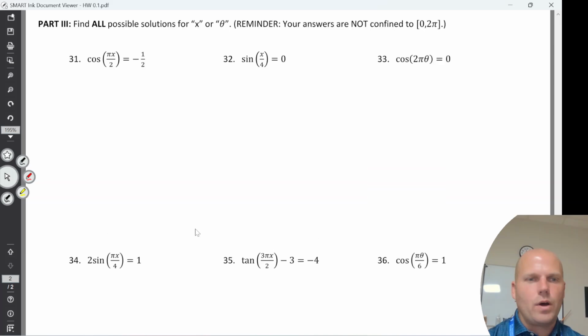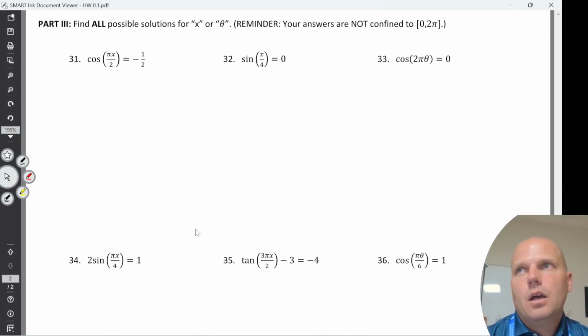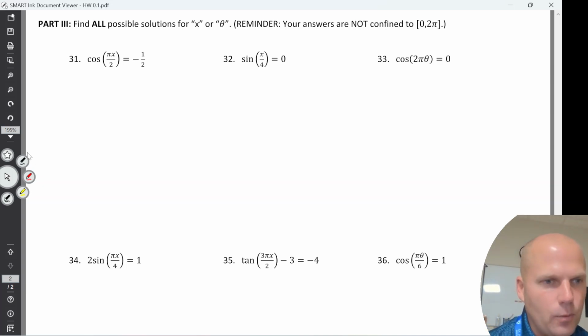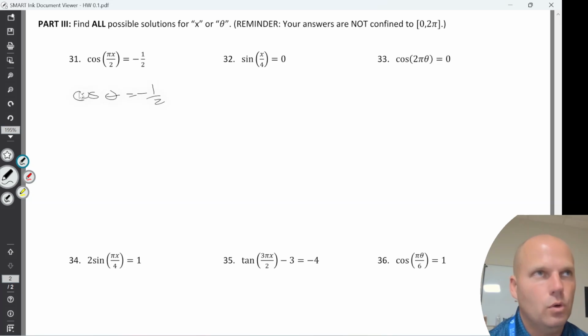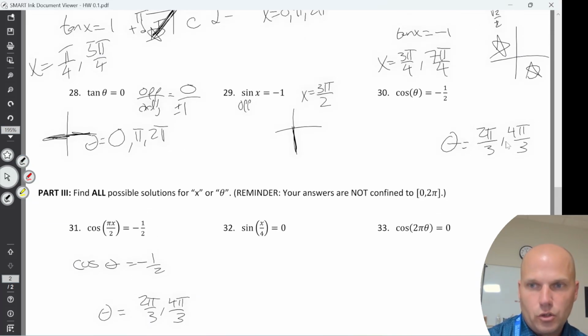And then the last thing is, what happens if we have more than just cosine x, cosine pi? And what if I ask you for all solutions? Okay, there's two things we're going to do. Let's first start with, what if this was just an angle? Work through yourself why the angles are 2 pi over 3 and 4 pi over 3. We did this earlier. Great.